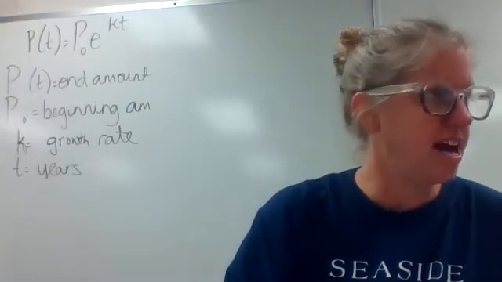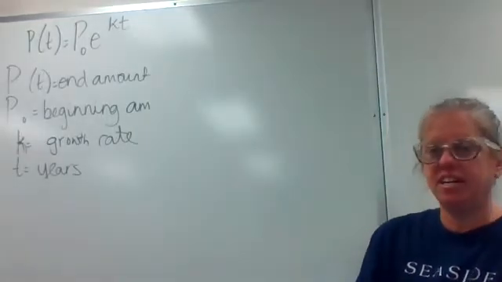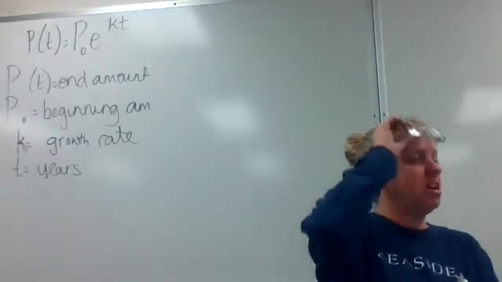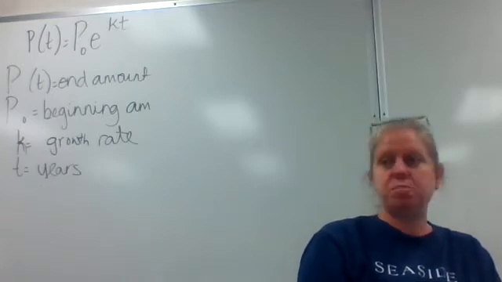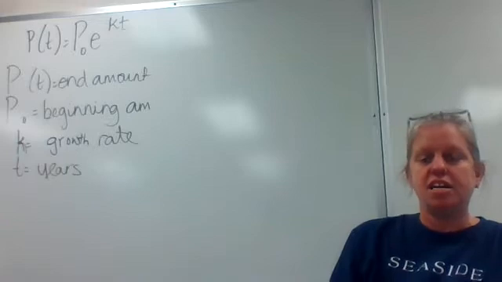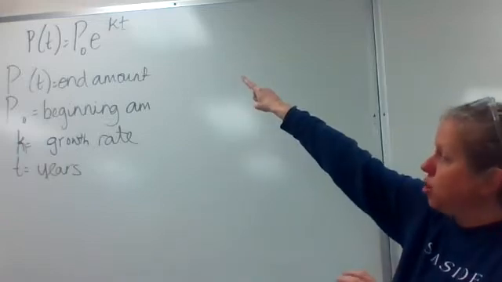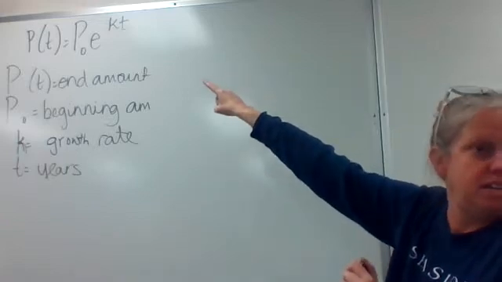All right, 9.7. So in 9.7, we're going to be talking about the exponential growth rate first, and then we'll talk about the exponential decay rate. Okay, so this is the exponential growth rate formula.